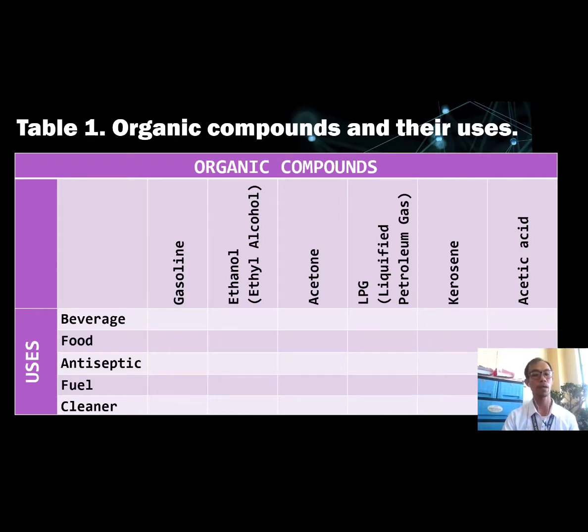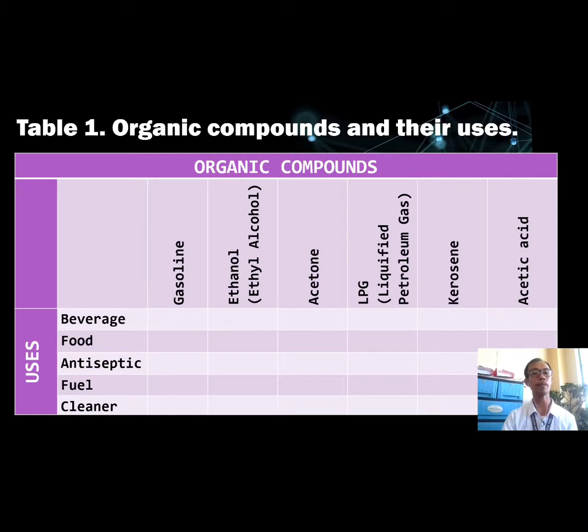Here you have some of the common organic compounds we encounter in our daily life activities. You have gasoline, ethanol or the ethyl alcohol, acetone, LPG, liquefied petroleum gas, kerosene, and acetic acid, and some other samples of common compounds. Their uses can be beverage, meaning drinks, food, antiseptic, fuel, and cleaner. So you're just going to fill this out and use a check mark.